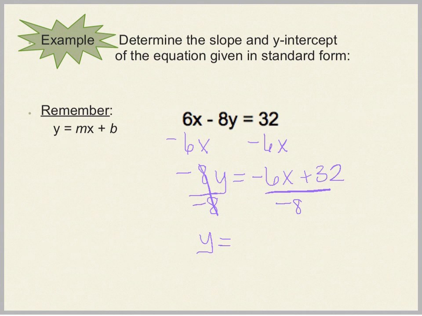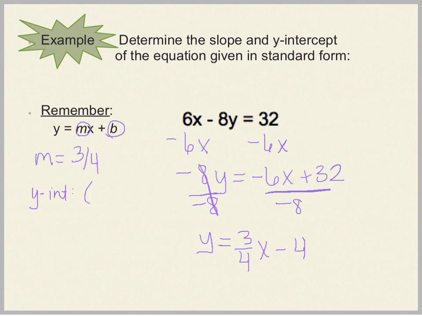This leaves y equals a negative 6x divided by a negative 8 reduces to 3/4 x, and 32 divided by a negative 8 is a negative 4. And remembering that m is my slope and b is the y-coordinate of my y-intercept, then I know that my slope is 3/4 and that my y-intercept is the point 0, negative 4.